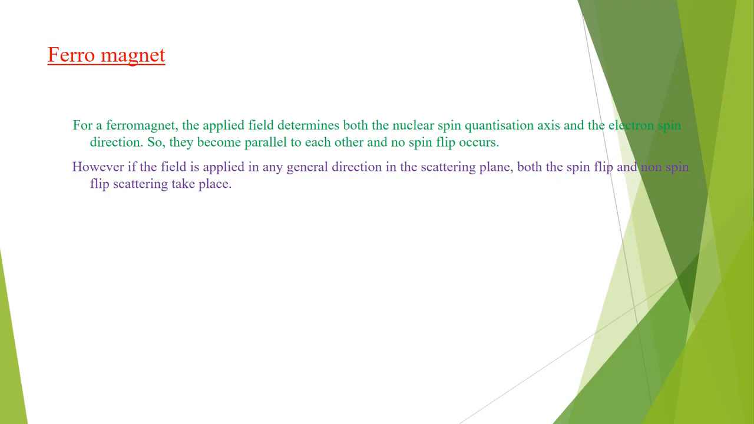Here we will discuss ferromagnets. For a ferromagnet, the applied field determines both the nuclear spin quantization axis and the electron spin direction. So they become parallel to each other and no spin flip occurs. However, if the field is applied in any general direction in the scattering plane, both spin flip and non-spin flip scattering take place.